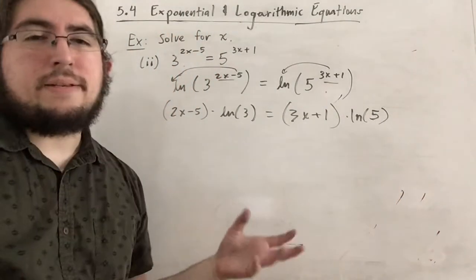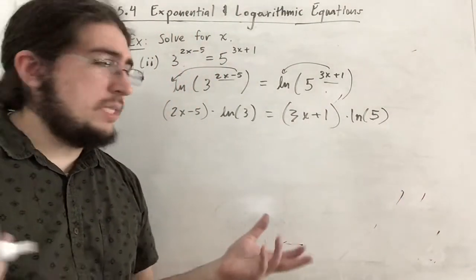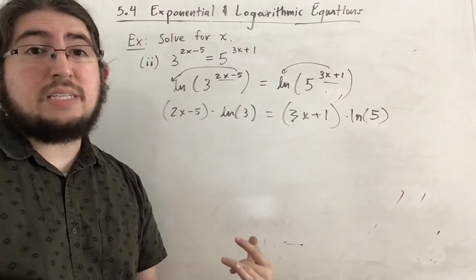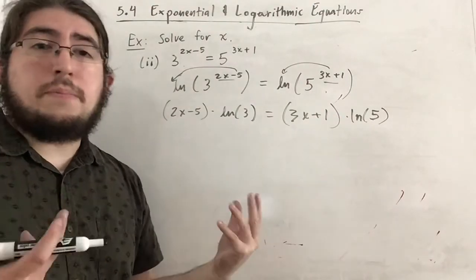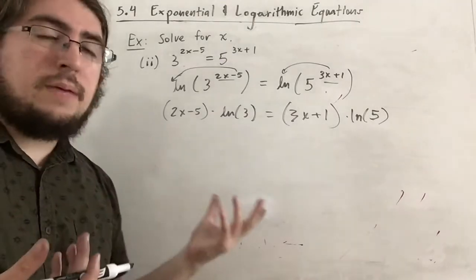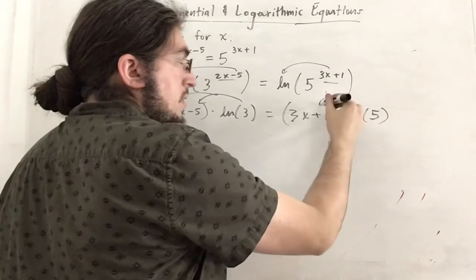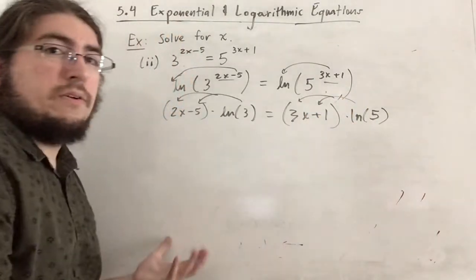Now it's up to you. If you want to approximate, that's fine. I guess it depends on what the problem says, of course. But ln of 3 and ln of 5, much like we saw with e squared in the previous example, are just numbers. So I'm going to treat them as such, distribute, move things around and solve for x, and hopefully you can follow. So let's see.